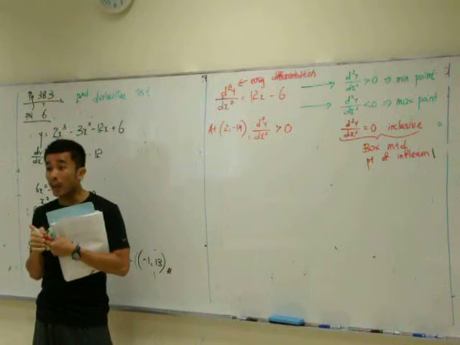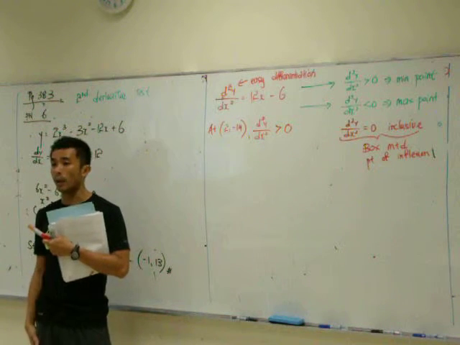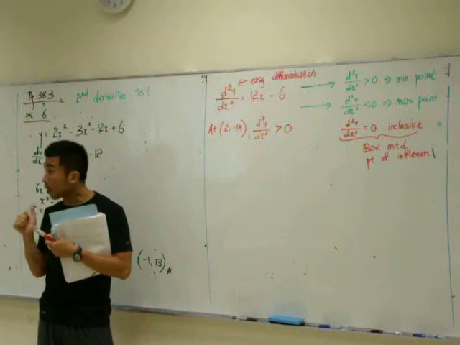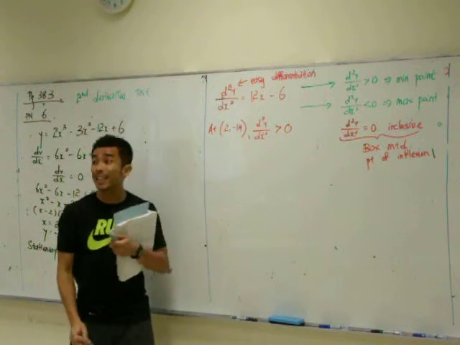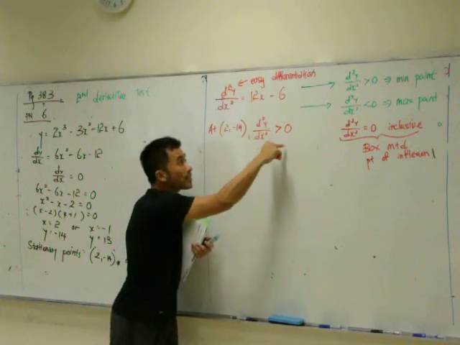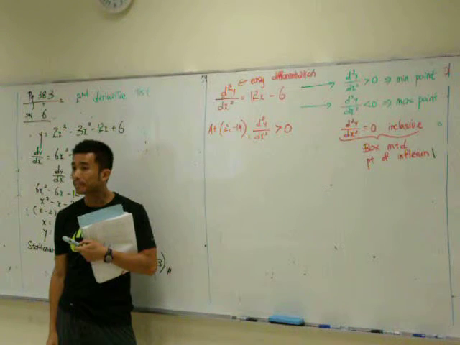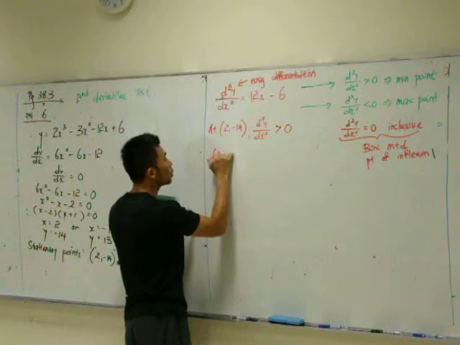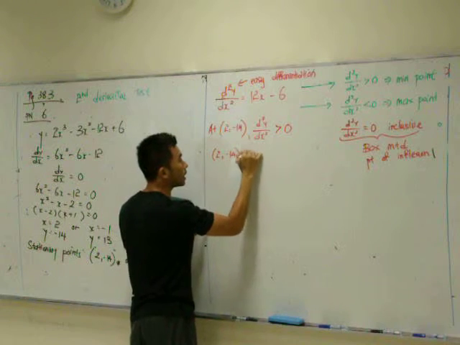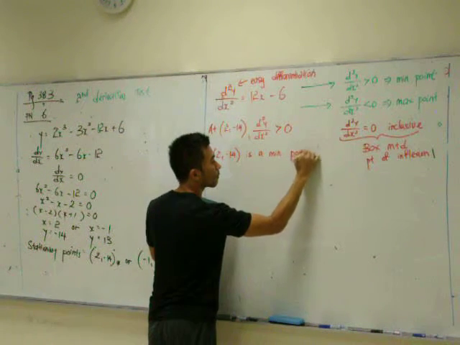Do you remember yesterday when you first did the box method? I told you don't need to write down the value. You just need to show me whether it is positive or negative. So same thing, you just have to tell me this is positive. So if the second derivative is positive, what do we conclude? It will be a minimum point. Then you write down 2, negative 14 is a minimum point.